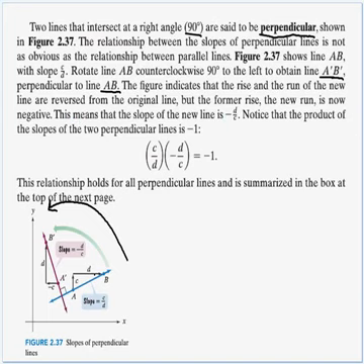Notice that the product of the two slopes is negative 1. If I take the slope of the first line, c over d, and multiply it by the slope of the perpendicular line, negative d over c, on the diagonal the c's would cancel, and the d's would cancel, leaving 1's, and then we'd still have this negative 1. This relationship holds for all perpendicular lines and is summarized in the box on the next slide.